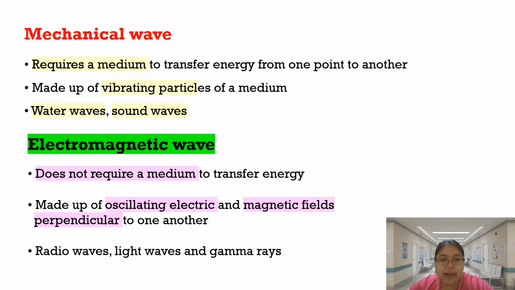Now we're going to see electromagnetic wave. Electromagnetic wave means they do not need a medium. After that, they can travel the energy. Okay, let's see. They are made up of oscillating electric and also magnetic fields. But make sure these two things, the electric and magnetic field, are perpendicular to each other. After that, they can travel. So from here, examples of electromagnetic waves are radio waves and also light waves. So you need to differentiate what is a mechanical wave and what is an electromagnetic wave.